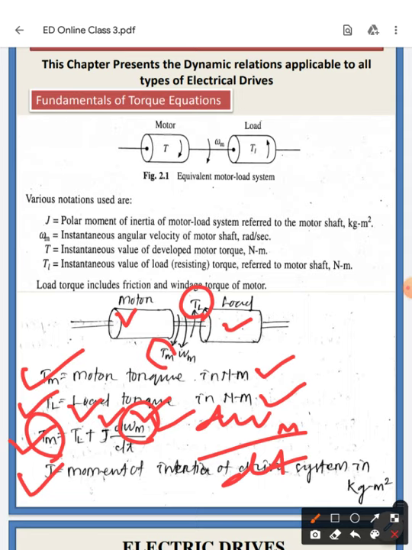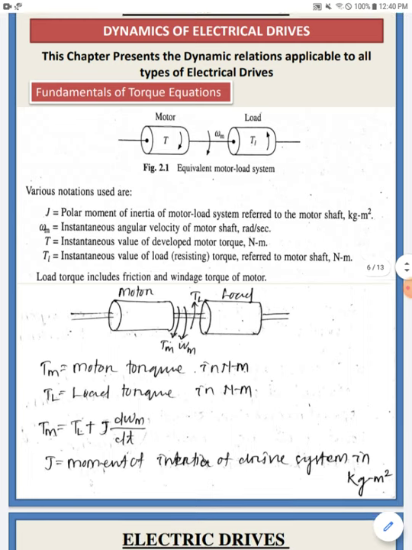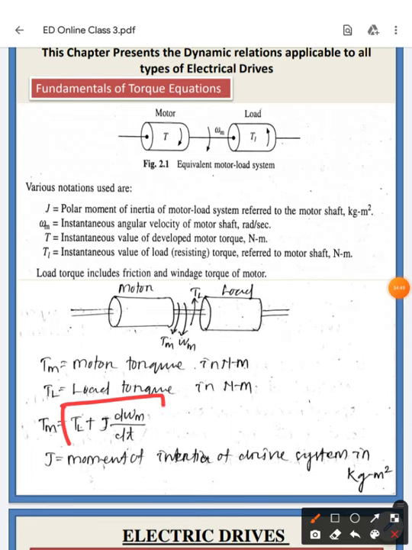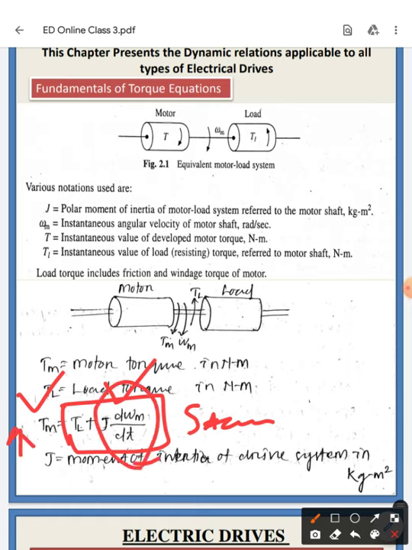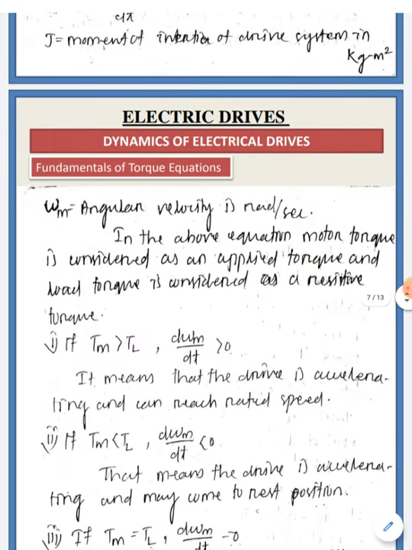So it is the product. J into d omega m by dt plus TL should equal the motor torque. That means if the motor torque is equal to this value, then the system will be in standstill condition, the system will not operate. If both the sides are same, that means to overcome this load torque as well as the inertia of the system, we need to increase the motor torque. Okay, so we will discuss that part in the next slide.